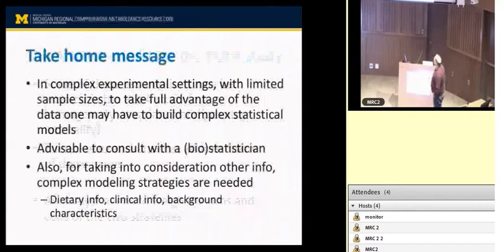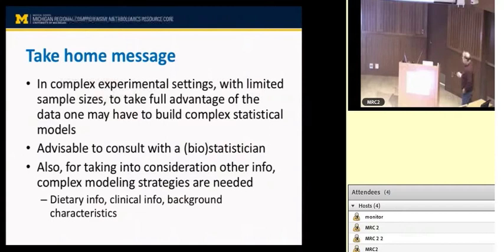So the take-home message is that, again, in a complex setting with a limited sample size, you would like to take full advantage of the data by building appropriate models. And if you are unsure about some of these issues, it's advisable to talk to an expert. There are a number of subtle issues here.